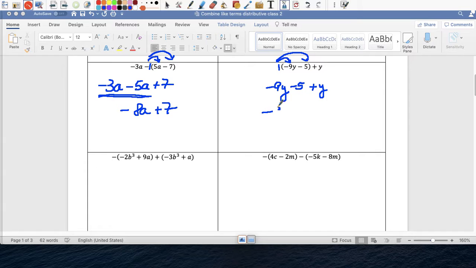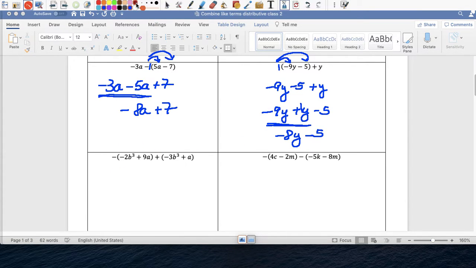Let me just move things around. I'm going to move the y next to negative 9y minus 5. Combine like terms, combine these, right? And let me put a 1 here so that you don't forget there's a 1 as a coefficient. Negative 9 plus 1 is negative 8. The coefficient stays. That's my final answer.